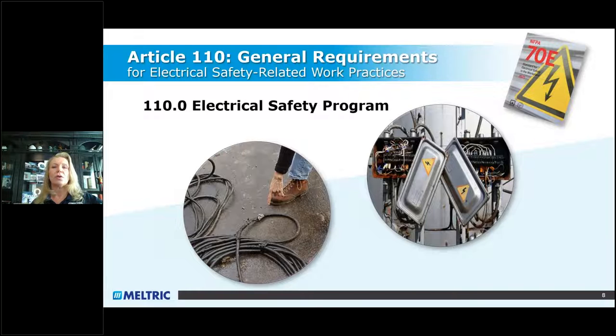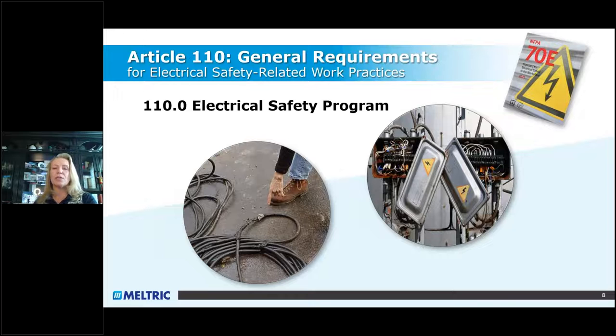So when we look into Article 110, the first thing that it talks about is having an electrical safety program. The electrical safety program has to be implemented and it has to be documented. Any new equipment or modified equipment needs to be inspected. The maintenance of the equipment needs to be considered in the electrical safety program. There needs to be an awareness and self-discipline within all the workers that are involved in the electrical safety program. The principles that they should follow should be clear, and how this electrical safety program is going to be monitored needs to be very clear.